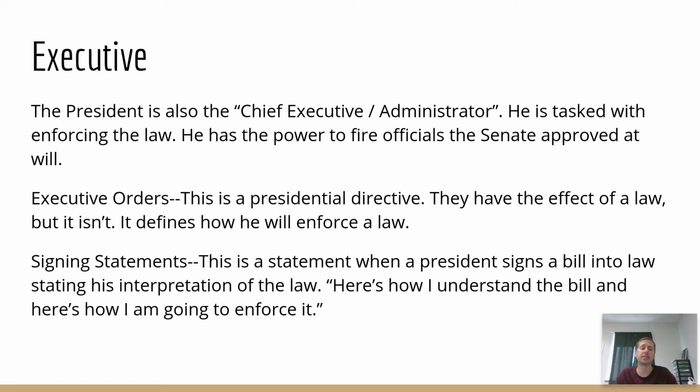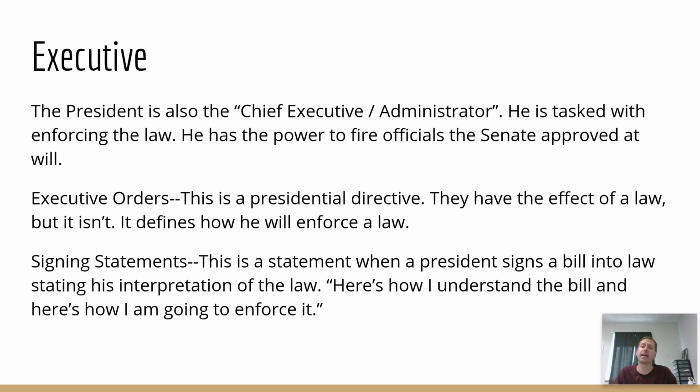The president can issue an executive order. An executive order is a directive. It explains, this is how I'm going to enforce this law. An executive order has the effect of a law because the president says, here's the law, and this is how I'm going to enforce it. This is how I'm interpreting this law, and this is how we're going to do it. Well, he's in charge of enforcing the law, so his executive order is kind of like the law. But it's not a law. It's an executive order. The president can also issue what we call signing statements.